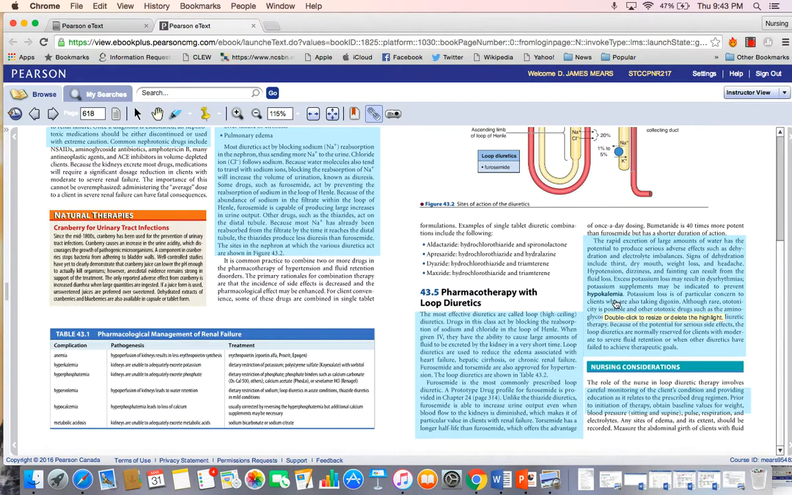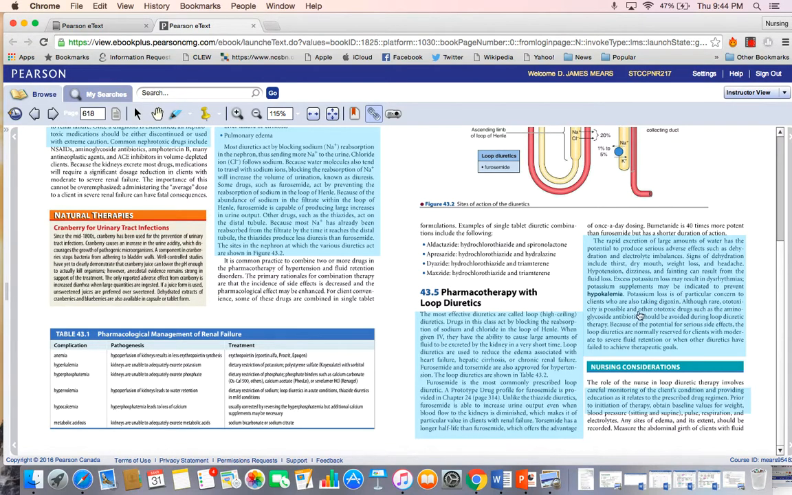Because potassium is going to be excreted, we're really concerned with making sure that you know how to assess what hypokalemia looks like and sounds like in patient complaints or in your nursing assessment. So look at hypokalemia in your fundamental nursing textbook and maybe jot down some ideas of what clients might complain of that might be subtle signs of hypokalemia.